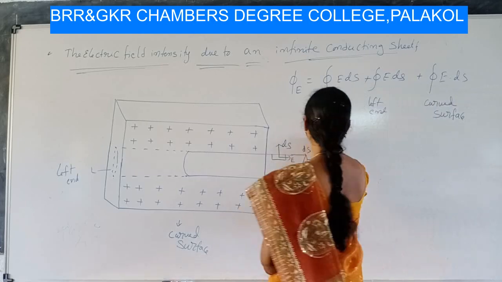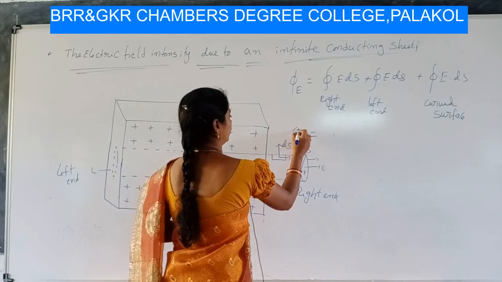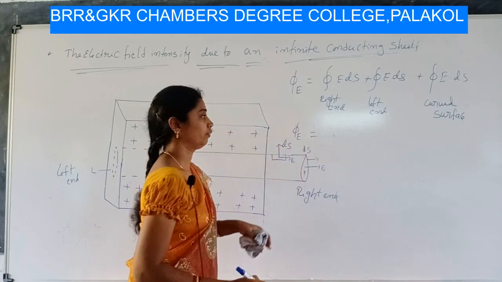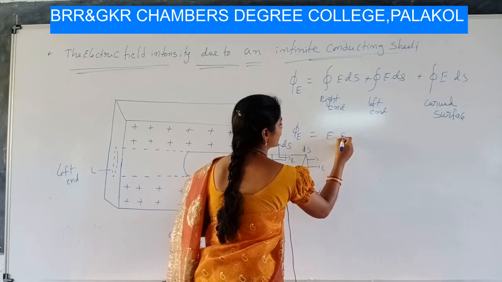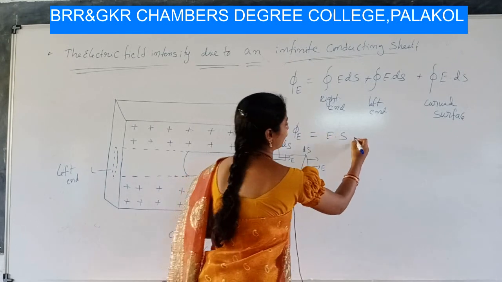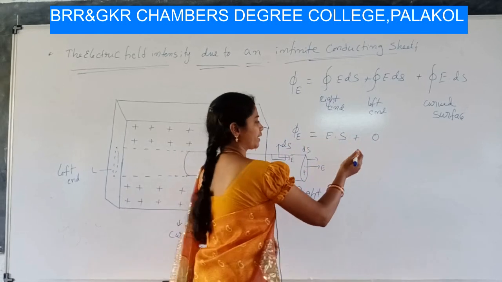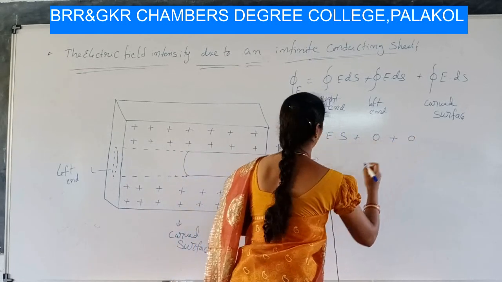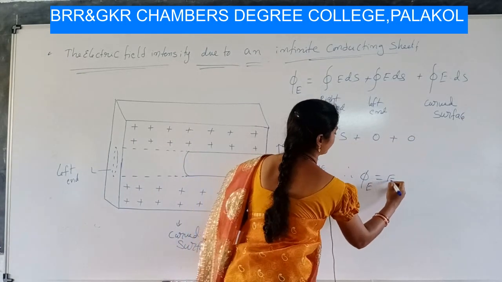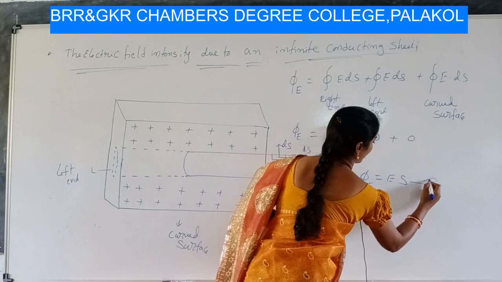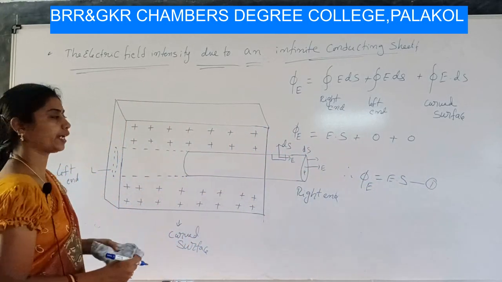We calculate the flux for these three parts. For the right hand we get the flux value as E dot S. For the left hand the electric flux is 0. For the curved surface the electric flux is 0. Therefore, phi is equivalent to ES. We consider this equation as 1. Here this one is the Gauss law application.